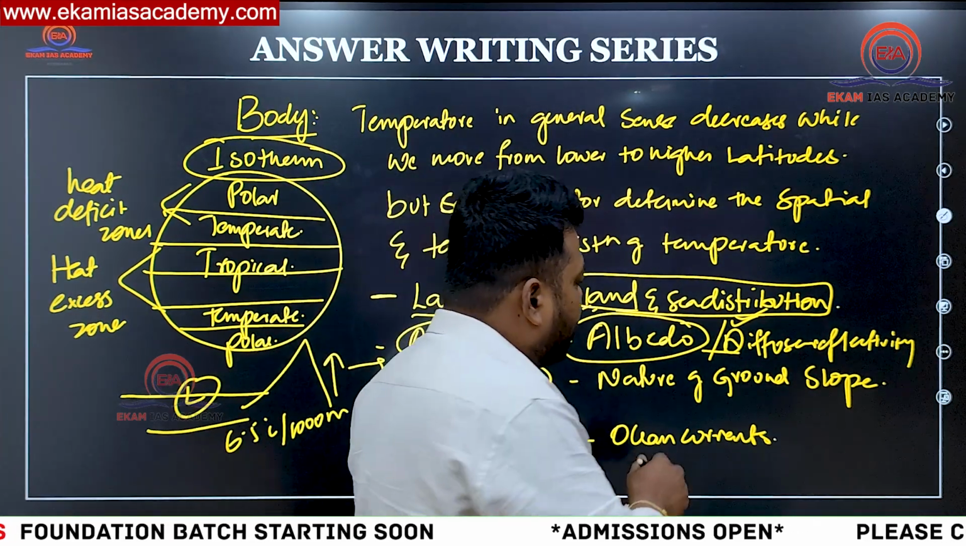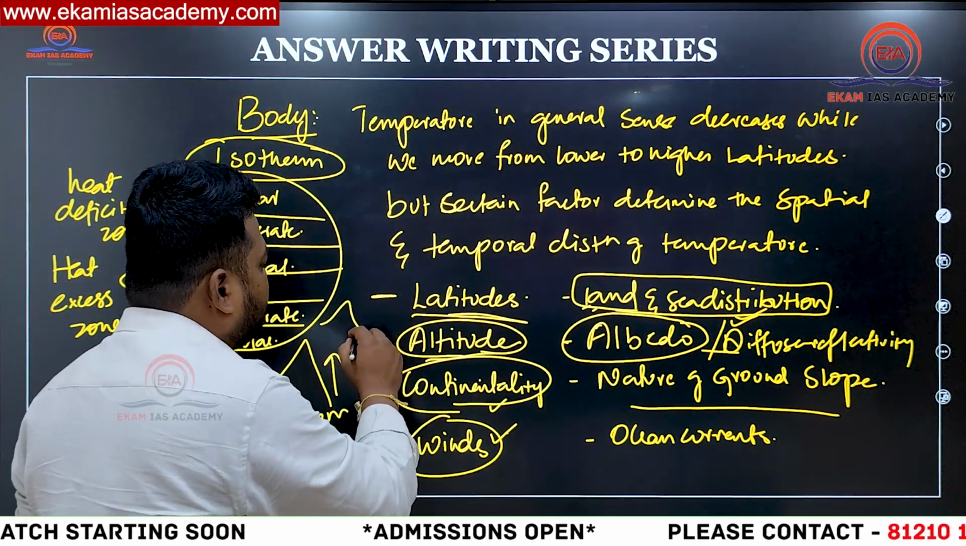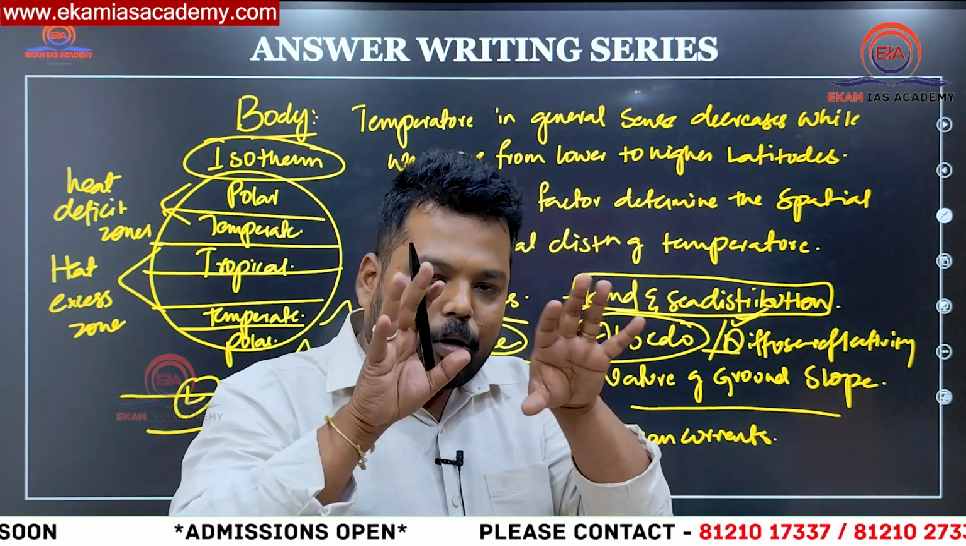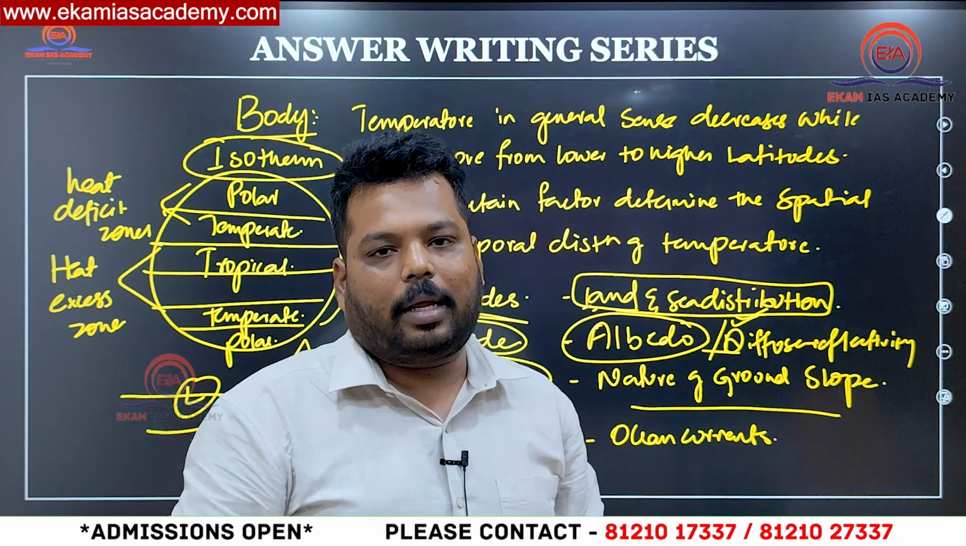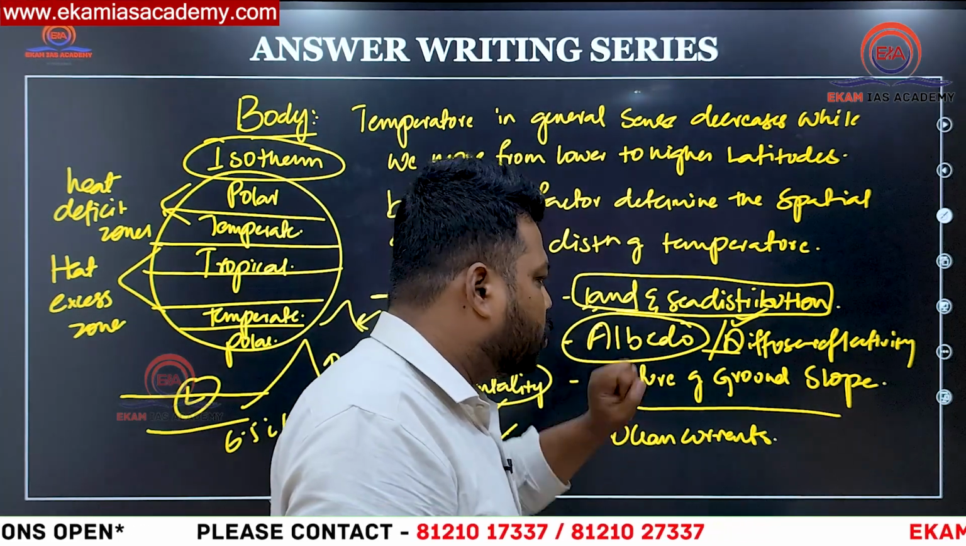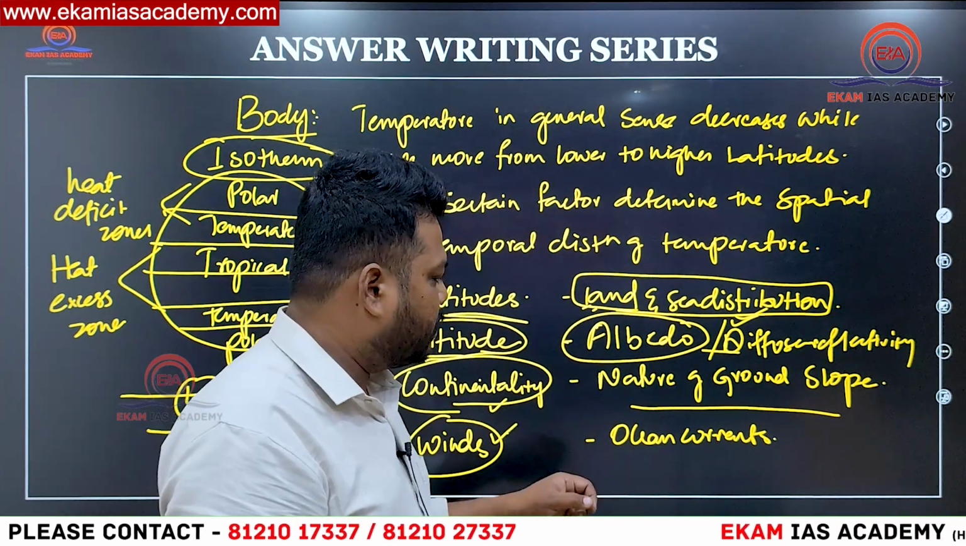Apart from this, nature of ground slope. If you see, there are certain slopes in mountainous regions which tend to face the sun directly. So those slopes of the mountains facing the sun directly tend to have maximum temperatures, and the back of the mountains has lower temperatures. So by elaborating and giving a representation of a mountain, you can explain this.